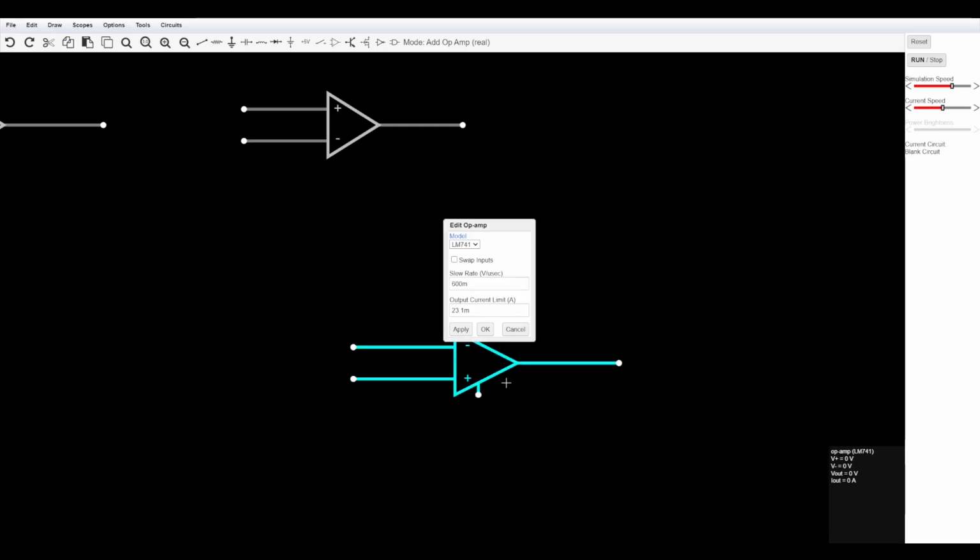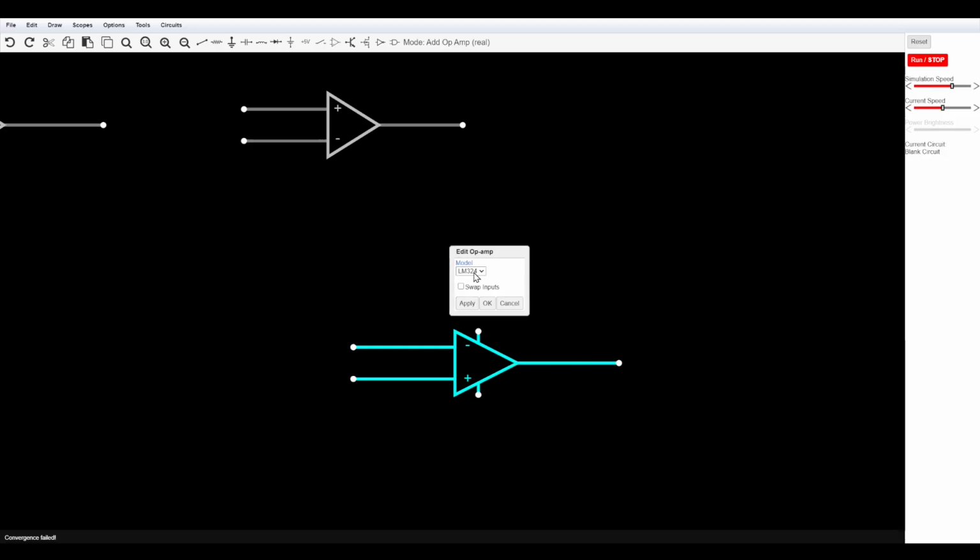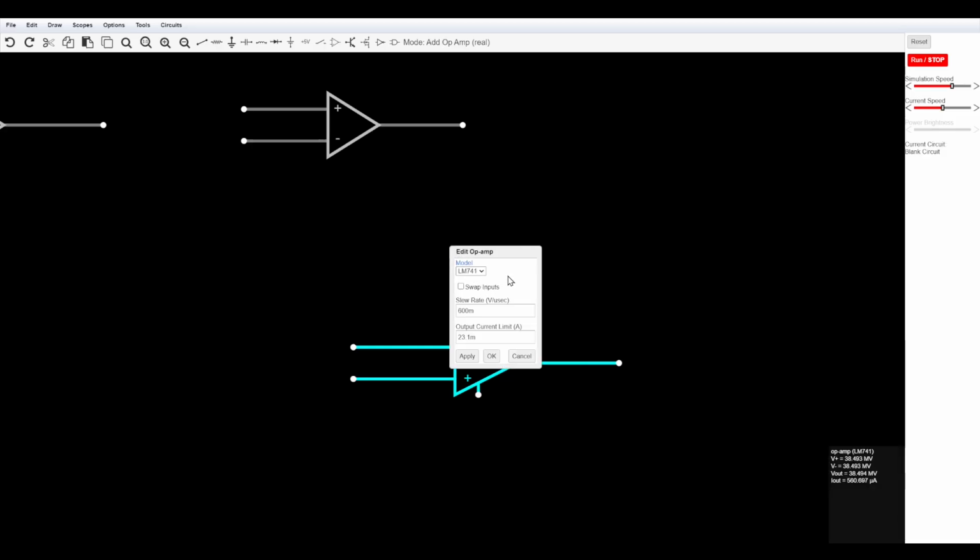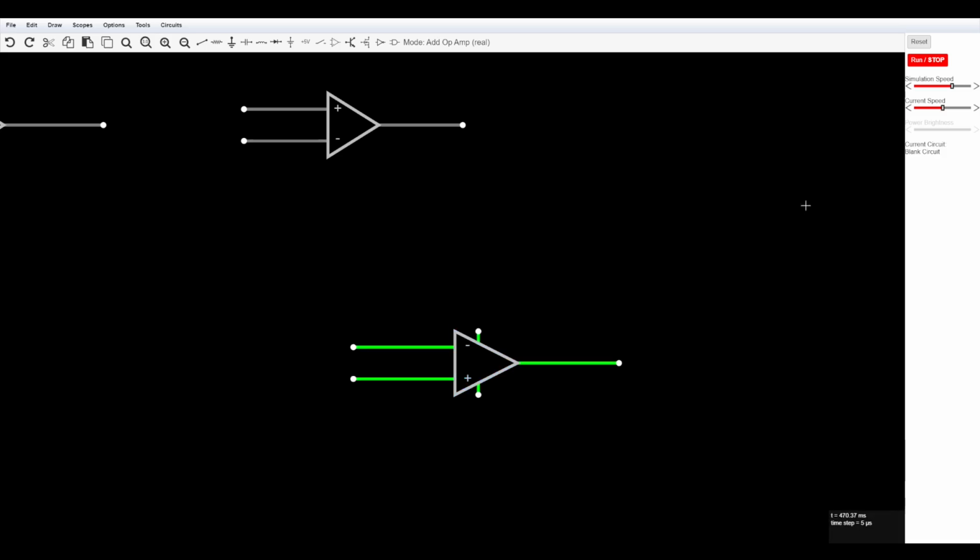And then in terms of editing, you've got two different models. You've got a 324, which is good for single supply, and you've got the, wow, I can't even switch it again. And you've got the 741, which is good for double supply. Now, with the 324, the only thing you can do is switch the inputs. It's a basic model, but for the 741, you can change the slew rate, you can change the output current, and you can also swap. So that's in terms of Falstad.